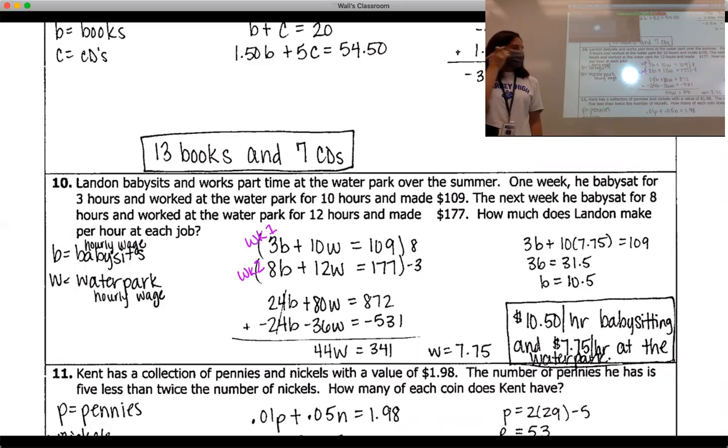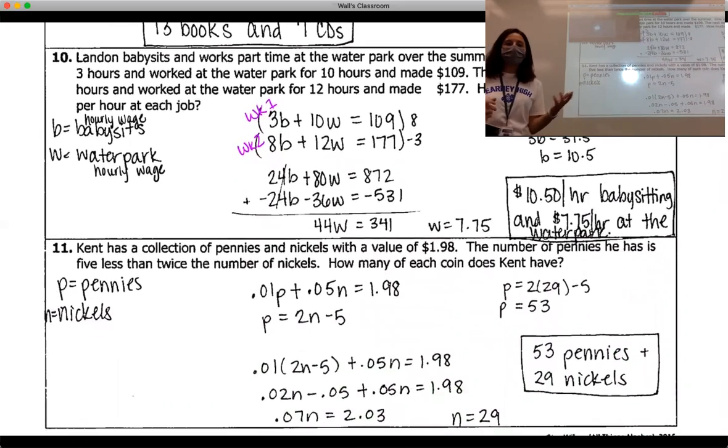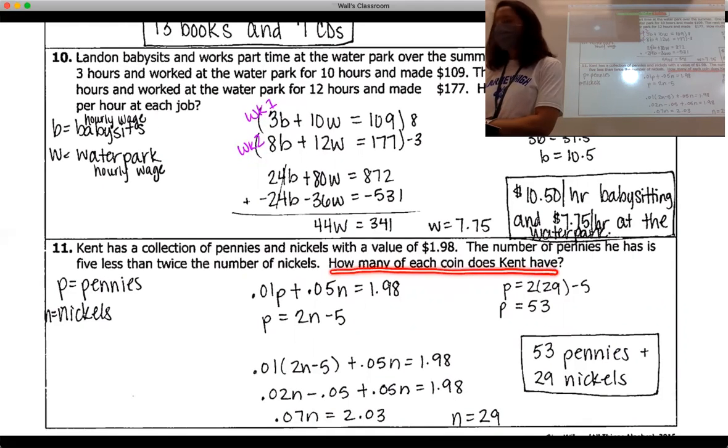Okay? And then this last one was a little bit different because it's more like our problems at the top of this page in regards to how the equations look. Kent has a collection of pennies and nickels with a value of $1.98. The number of pennies he has is 5 less than twice the number of nickels. Right here, this is telling us what we want to set our variables equal to. How many of each coin does he have? So P is going to represent our number of pennies, and N is going to represent the number of nickels.